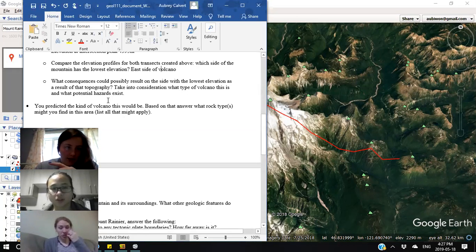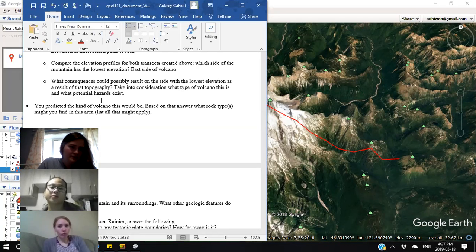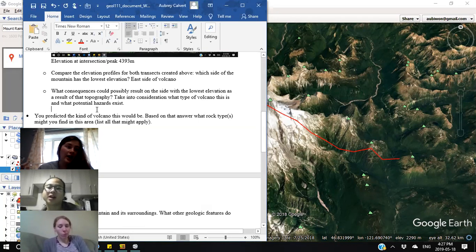What consequences could possibly result on the side with the lowest elevation as a result of the topography? Take into consideration the type of volcano this is and what potential hazards exist. Oh, so much. One of them being, I don't actually remember it. Yeah, the text talked about them, I'm pretty sure. Lahars. Well, for one, based on the drainage pattern of the mountain itself, there's definitely going to be stuff flowing into that area. Just that whole area south of that line that you drew on the east side is going to be covered in lava.